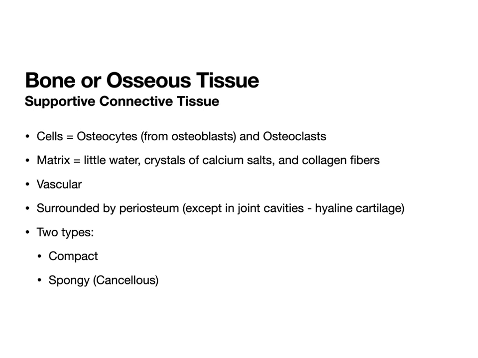The matrix is made of crystals of calcium salts and collagen fibers. We consider this a crystalline matrix. There is a small volume of ground substance, and two-thirds of the matrix is that calcium salt, which provides the strength for our bones. It is made mostly of calcium phosphate, and there's a little bit of calcium carbonate.